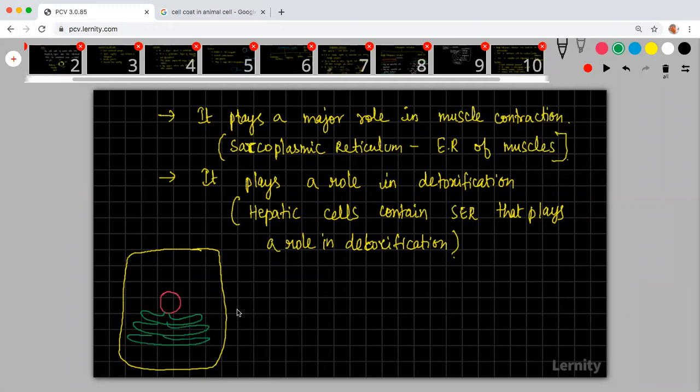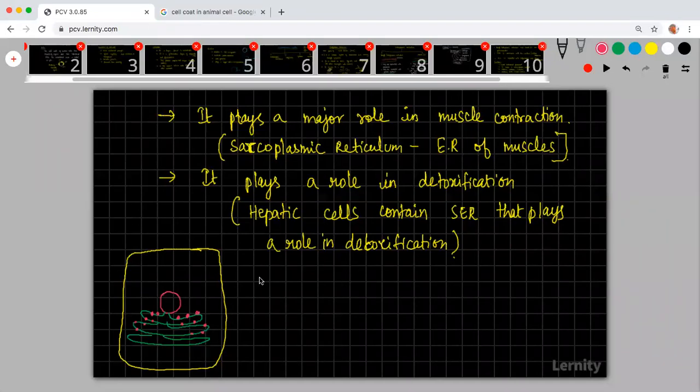Okay, so you have two types of endoplasmic reticulum. One is the rough endoplasmic reticulum, which is associated with the ribosomes. And there is a smooth endoplasmic reticulum, which is not associated with the ribosomes. Let us say that this one with the red color is all rough. Let us say that I am not drawing that red here. So let us say that this is a smooth endoplasmic reticulum.